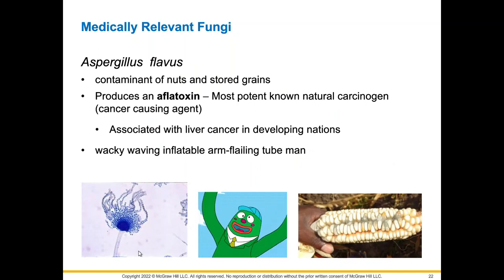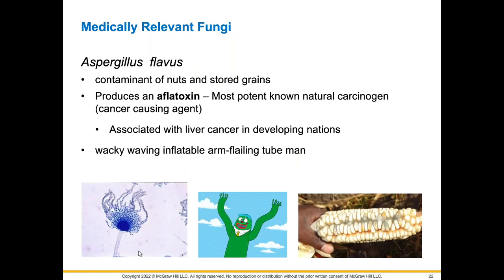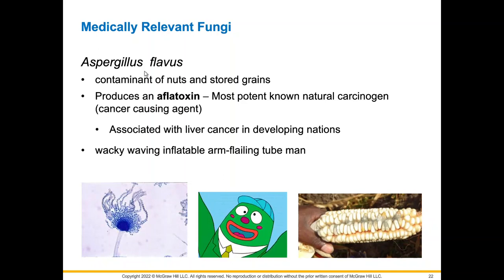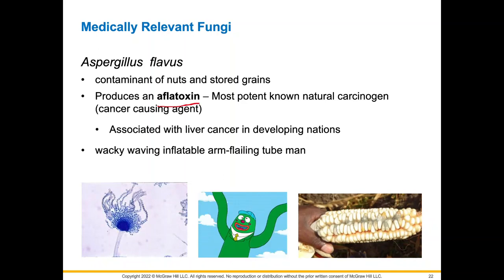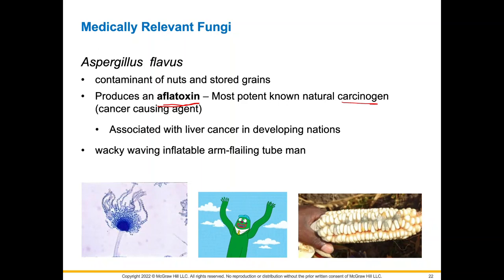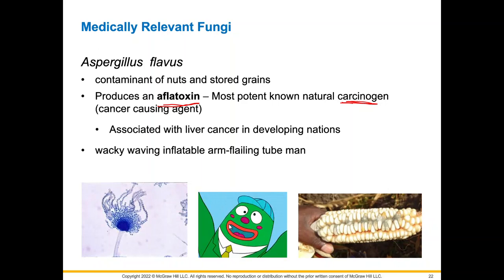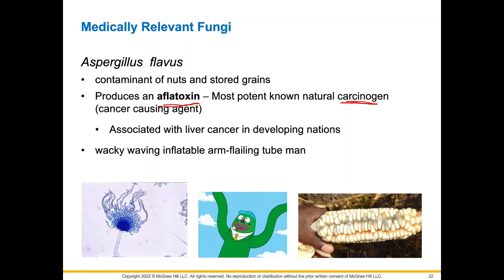Next, we have Aspergillus flavus. This is a contaminant of nuts and stored grains. And it can be potentially concerning because it produces a toxin. And that toxin is called aflatoxin, and it is the most potent known natural carcinogen. And carcinogens are cancer-causing agents, and therefore it's associated with cancers such as liver cancer in developing nations. So here we see what it looks like underneath the microscope, and I included this little guy here, the wacky waving inflatable arm flailing tube man, because of what it reminds me of under the scope.